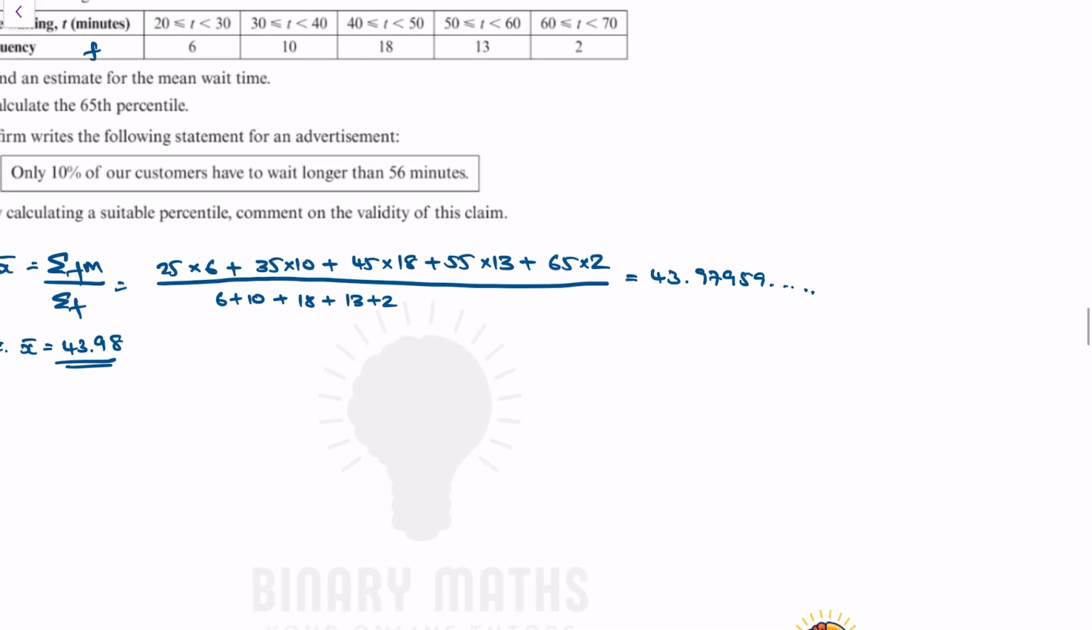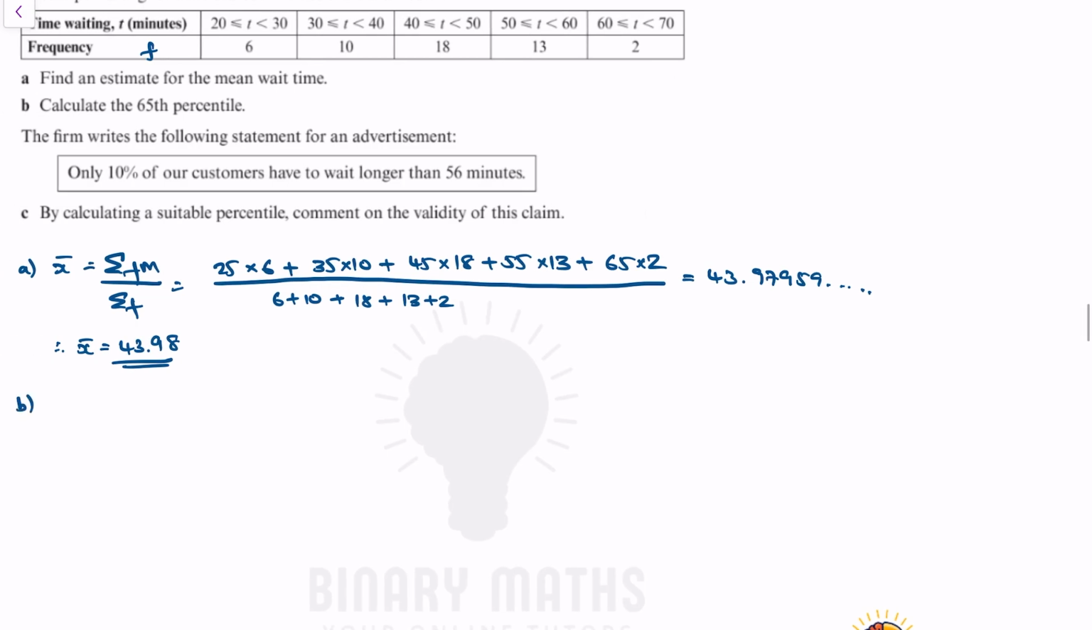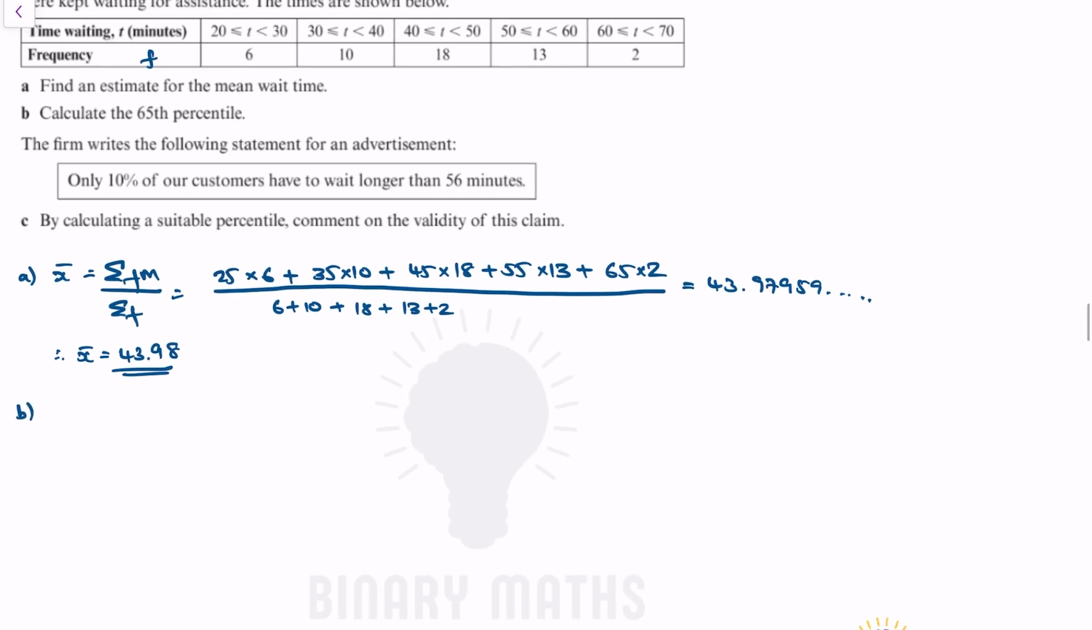Okay, part B. It says calculate the 65th percentile. So the first thing I would do is work out the total frequency, which is equal to 49. If I'm working out P65, it's 65 over 100 times 49, which gives me the 31.85th value. Remember, no rounding because it's continuous data.